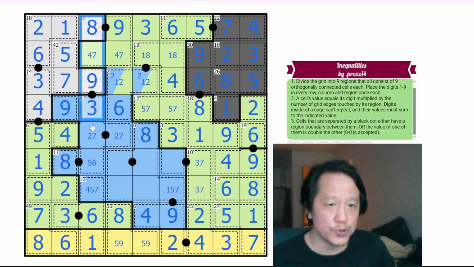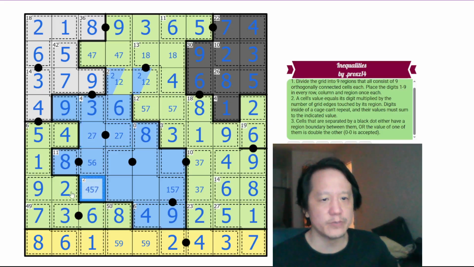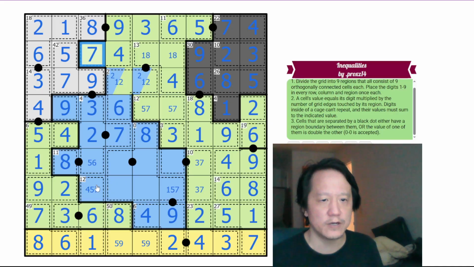Where is 2 in column 3? Can't be here because of 2 in the row. Can't be here because of the 2, 7 pair in the cage. Can't be here because of 2 in the row. So it has to be here. So this is 2, that's 7, which eliminates 7 there. So it's 4 and 7 there. That 6 eliminates 6 here, so it's 5. This can't be 5 or 7. It's 4.